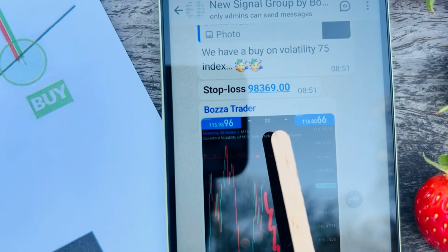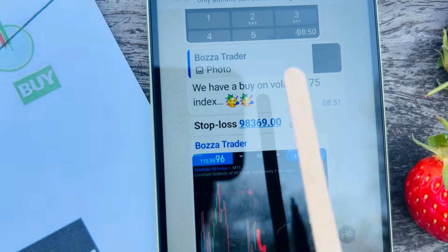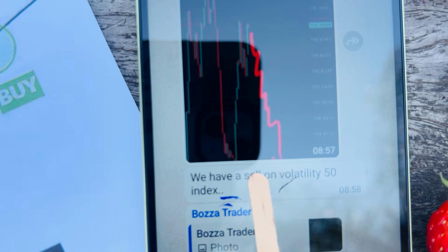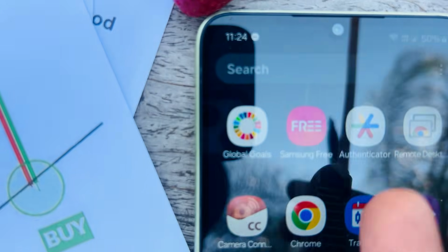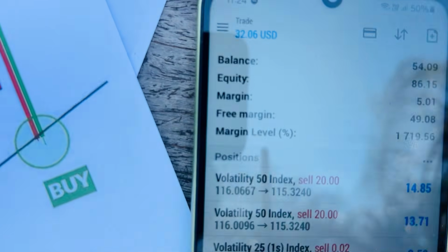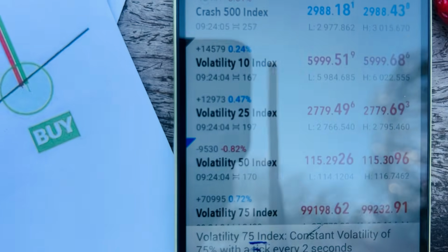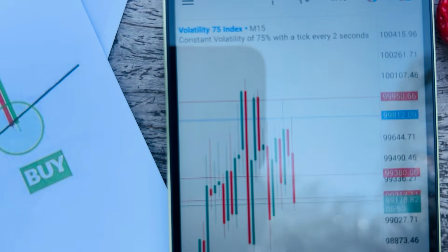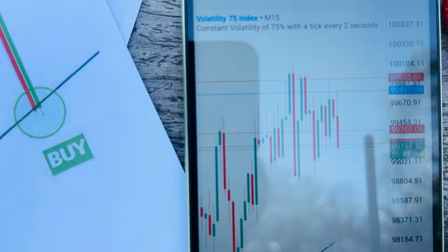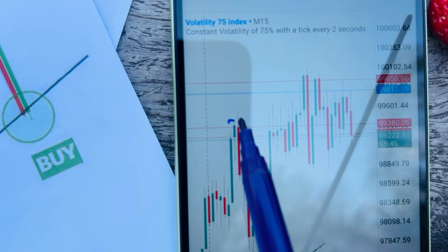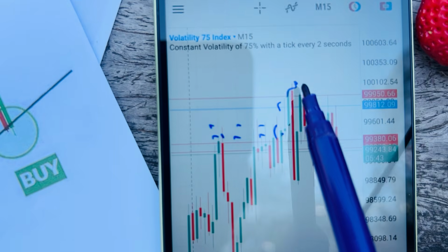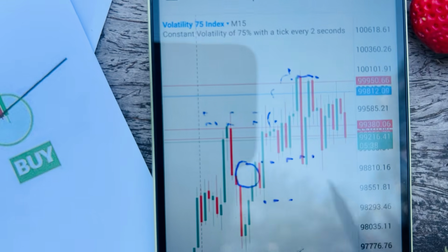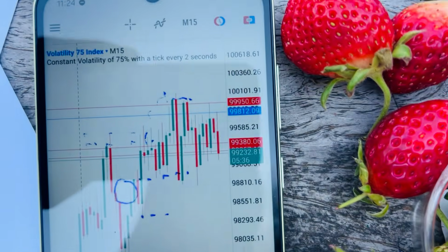This is the signal that I shared in the morning. We had a buy on Volatility 75, and let me show you this one of a sell. This was a profitable one also. Let me show you the one of Volatility 75 in the morning. We had a V75 trade. It was a buy, and I want you to know this is important, right? We had a buy in the morning here. Based on that, we had what? We had a break here, all right? We had a break here, and then the market went all the way up. This is our entry. Stop loss was here. Take profit was here. It is simple and straightforward to actually use the Bozza strategy.